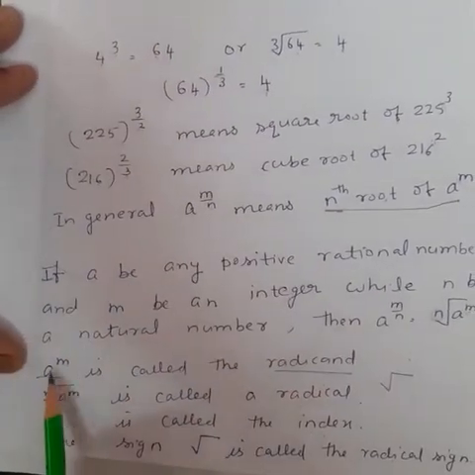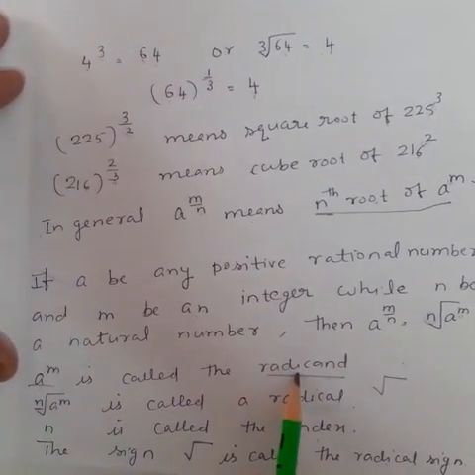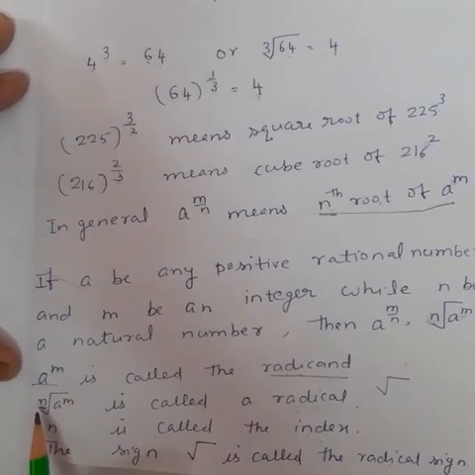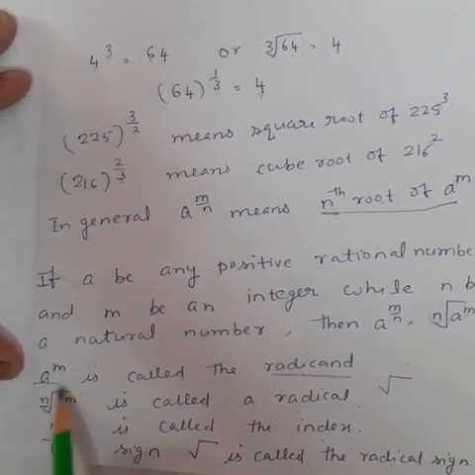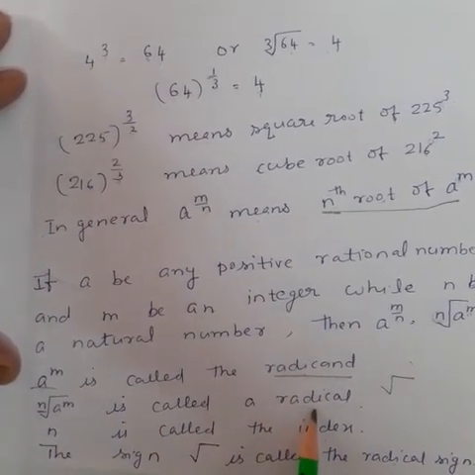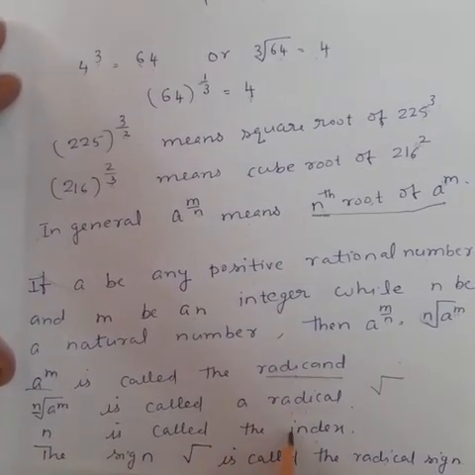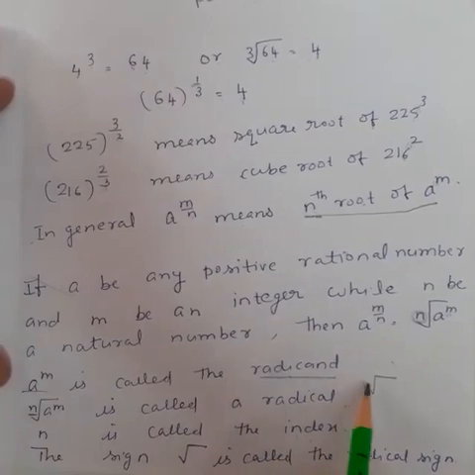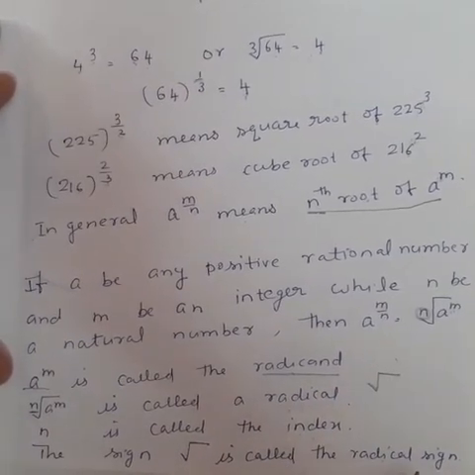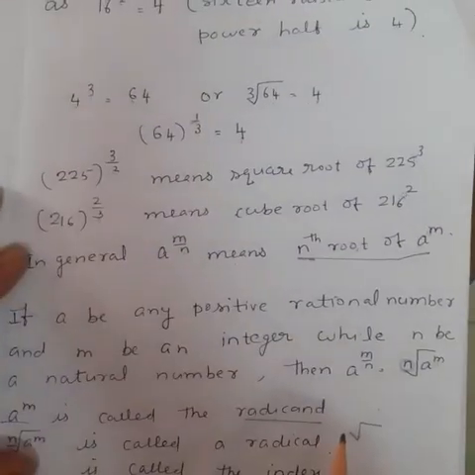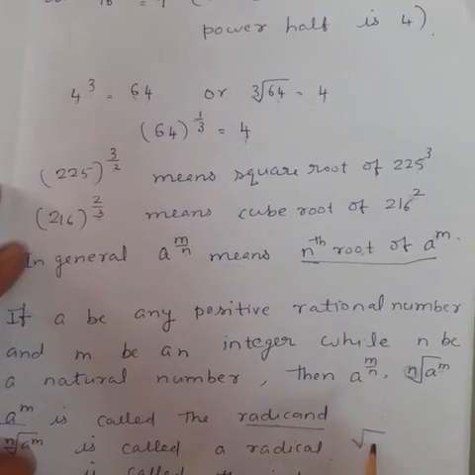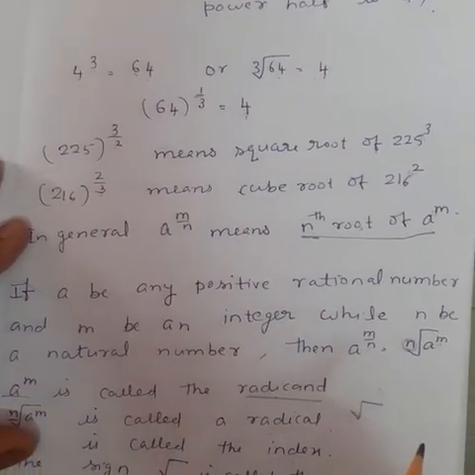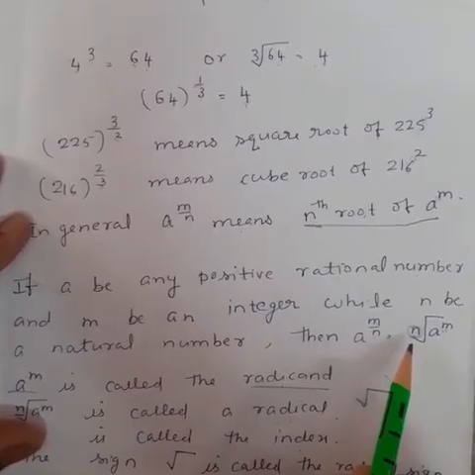So here a to the power m is called the radicand. Nth root of a to the power m, this term is called a radical. n is called the index. This is the index. This sign is called the radical sign. You should remember one thing, the index of a radical is always a natural number.